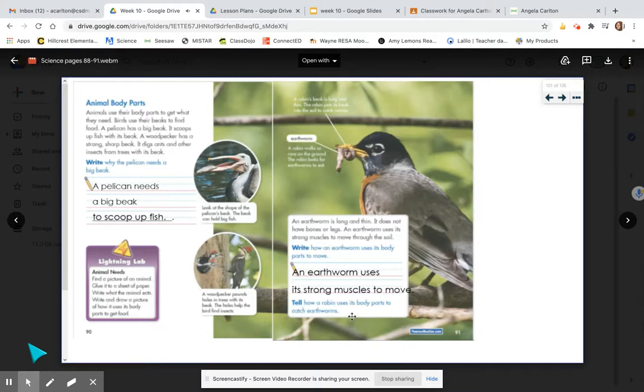Tell how a robin uses its body parts to catch worms. So how did this robin use its body parts to catch earthworms? Pause the video and practice saying how a robin uses its body parts to catch earthworms. And we read that a robin's beak is long and thin, and the robin puts its beak into the soil to catch worms. So it pokes its long, thin beak into the soil, and that's how it catches worms. Once you have finished reading all of the parts and writing your sentences, you may close your journal.